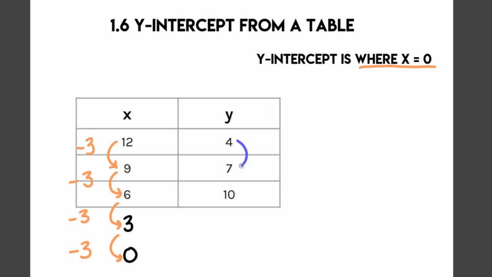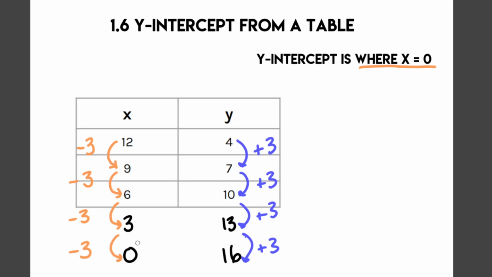So once again, from 4 to 7, the pattern is adding 3. From 7 to 10, we have added 3. We got to continue this pattern. Add 3, add 3, add 3. 10 plus 3 is going to give me 13. And then we've got one more. 13 plus 3 is going to give me 16.